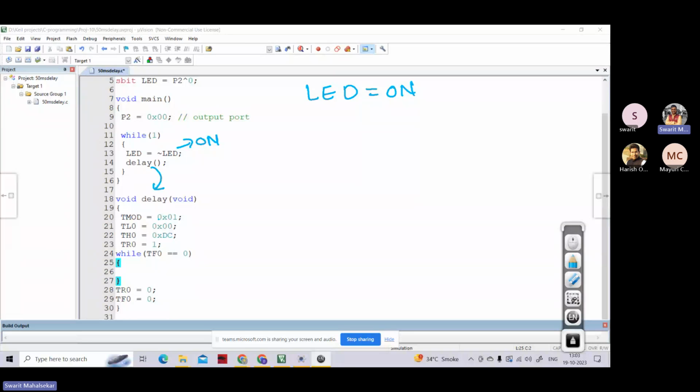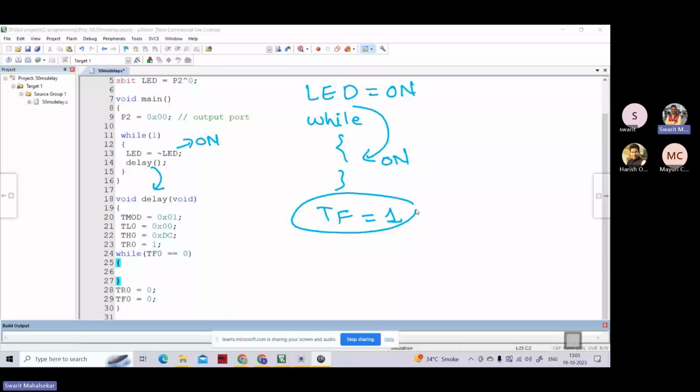Then it will call this particular delay function. My program will go over here, and all of these registers will get these particular values. Then the while statement will keep the status of this LED as it is. If it is on, it will be in on condition till my TF becomes 1. As soon as TF becomes 1, it will come out of the loop. Then you see I am giving TR0 as 0. That means I'm asking my microcontroller to stop this operation, and I'm again making TF0 as 0.